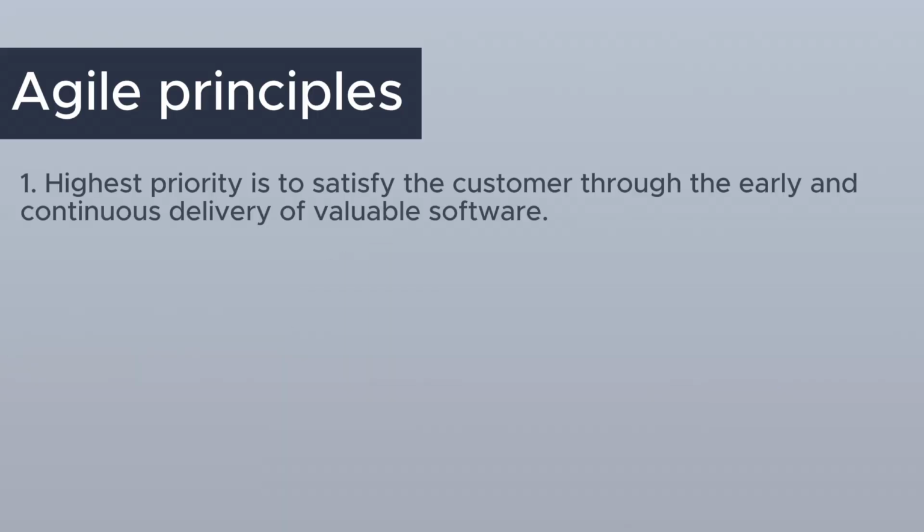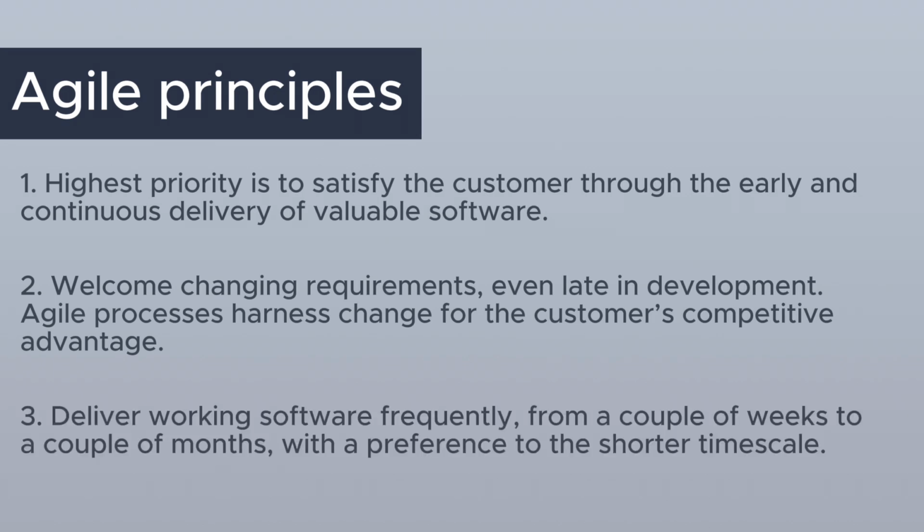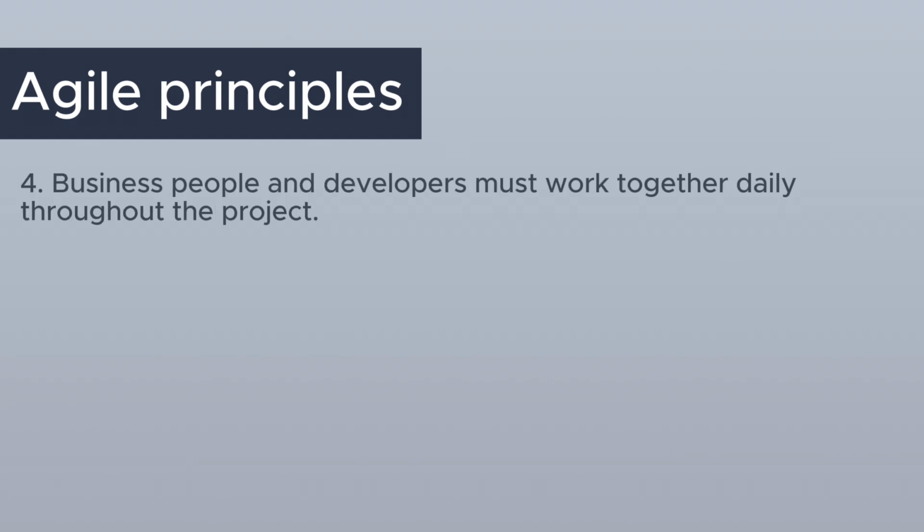Let's talk about key Agile principles. Number one, highest priority is to satisfy the customer through the early and continuous delivery of valuable software. Number two, welcome changing requirements even late in development. Number three, deliver working software frequently, from a couple of weeks to a couple of months, with a preference for the shorter timescale. Number four, business people and developers must work together daily throughout the project.